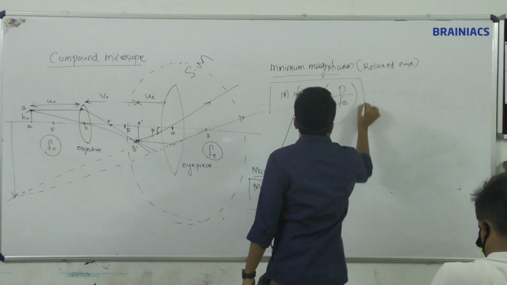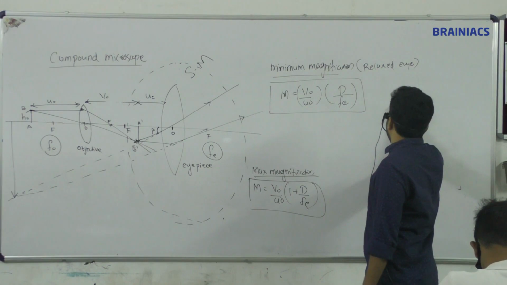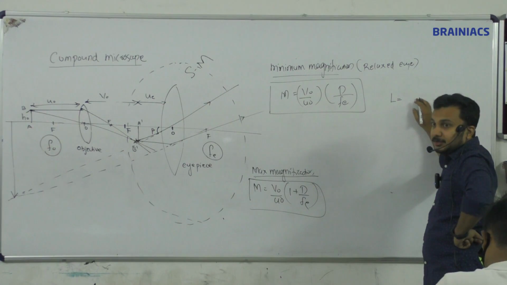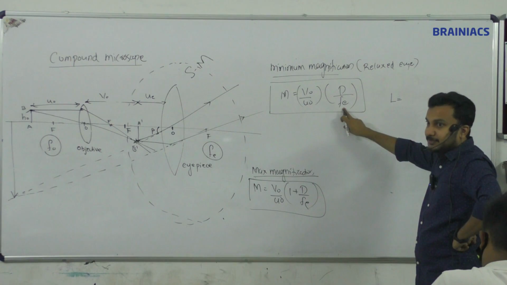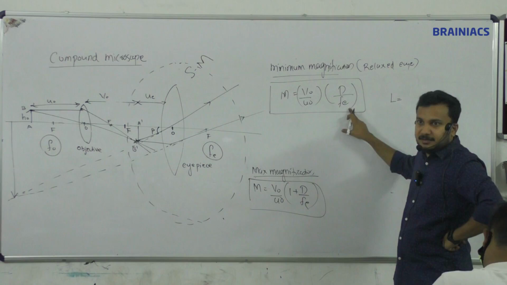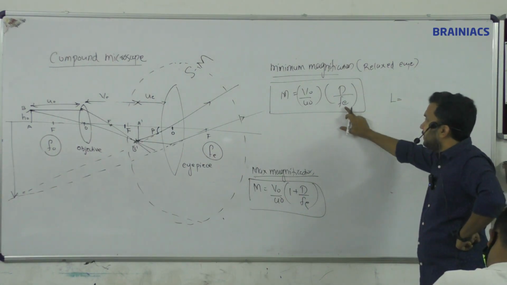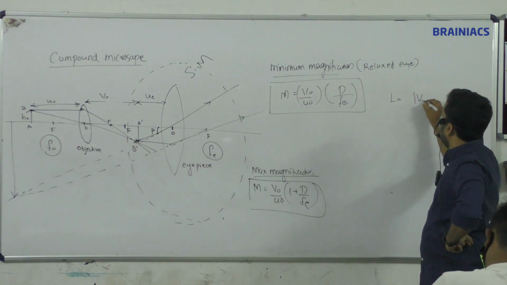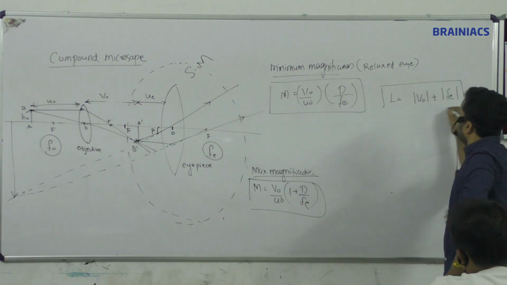Conditions for minimum. At this point we have to write one additional point. We have written the length of the microscope or length of the tube. What have we written previously? V0 by UE. Now instead of UE, what will be there? FE. The general formula is V0 by U0 into D by UE. In case of a relaxed eye or minimum magnification, UE is FE. So the length of the microscope is V0 plus FE. So for minimum magnification, the formula for the length changes.